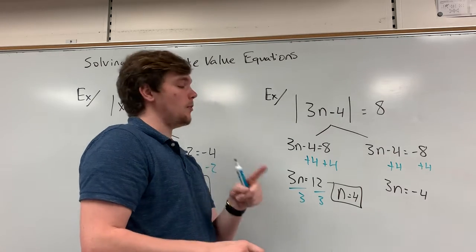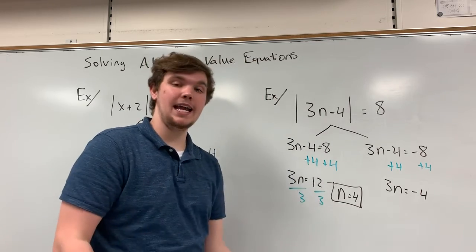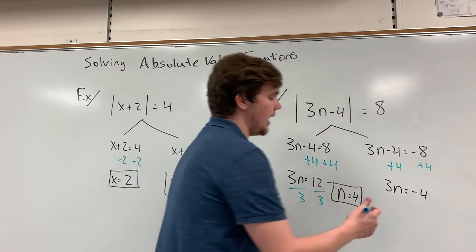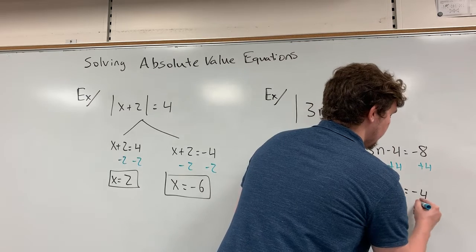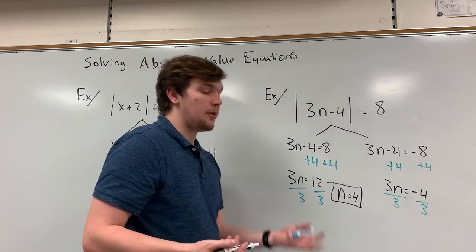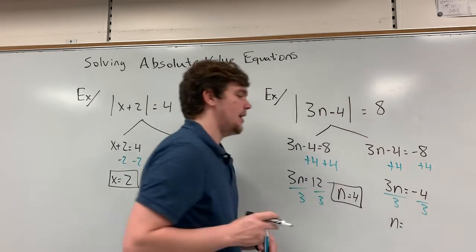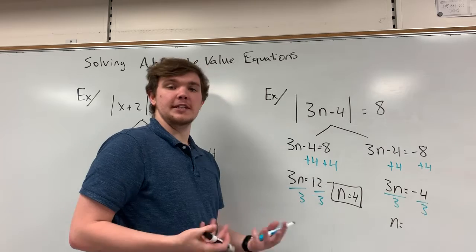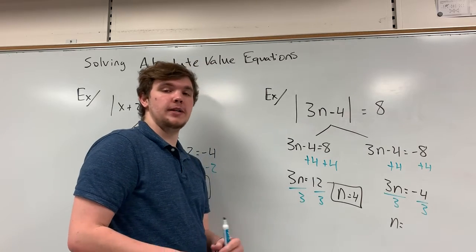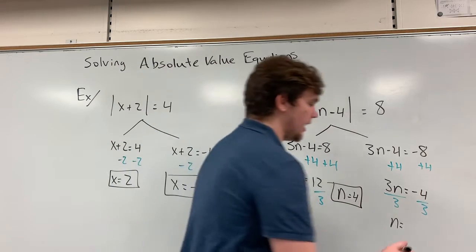All right, and now I have one more step. 3n equals negative 4. Well, I got to get n by itself. So let's go ahead and divide both sides by 3. Now when I divide both sides by 3, I get n equals negative 4 divided by 3, which doesn't really reduce down. It doesn't go to an integer, right? So I'm just going to leave it as a fraction. I'll just leave it as negative 4/3.